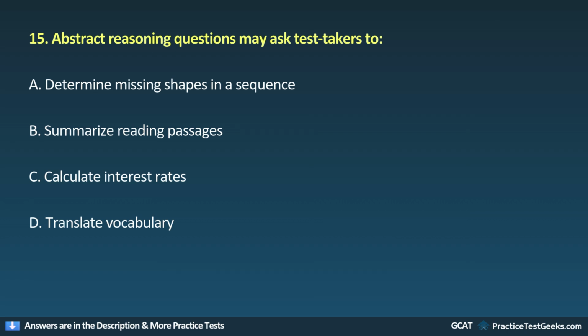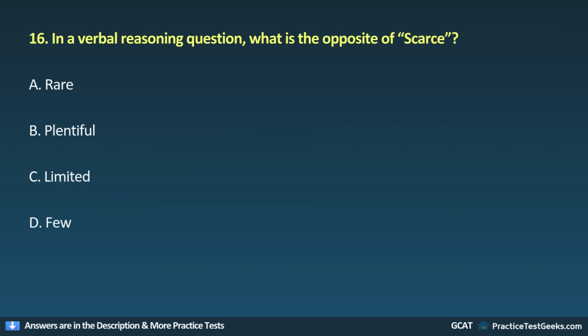15. Abstract reasoning questions may ask test takers to A. Determine missing shapes in a sequence. B. Summarize reading passages. C. Calculate interest rates. D. Translate vocabulary.